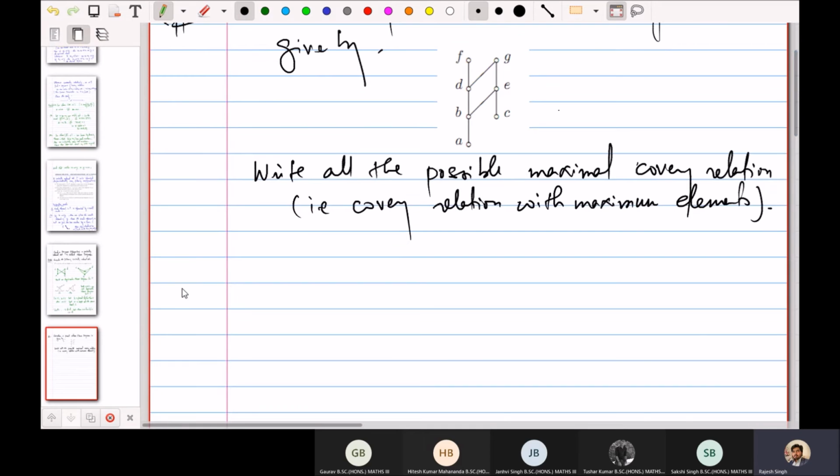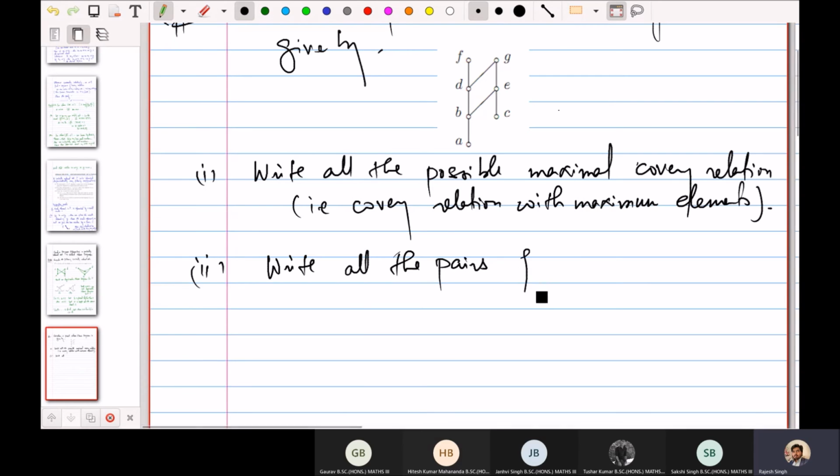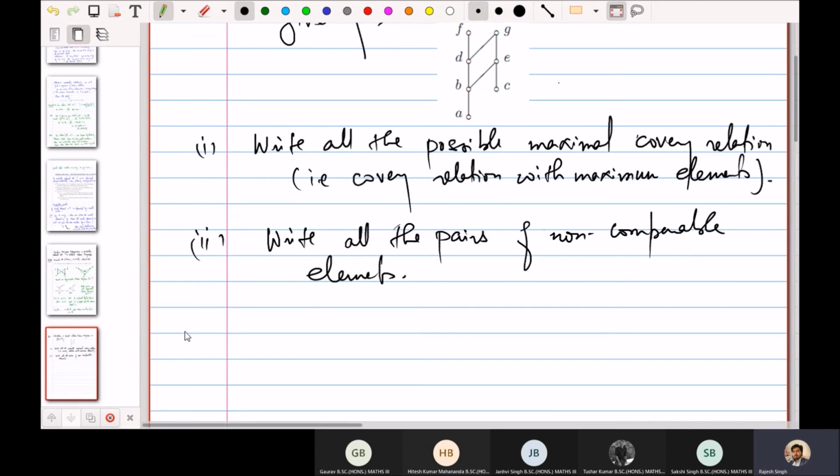Yes, so what can you say about this? What all will come in this? Sir, A covers B, B covers E. Let me write one more question. Write all the pairs of non-comparable elements. Right. All the pairs of non-comparable elements. Yes, first chain. Let us write the first.